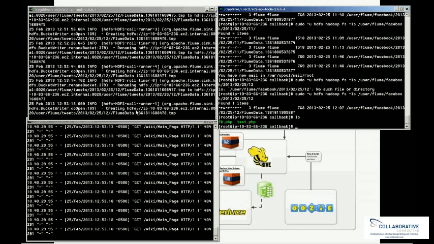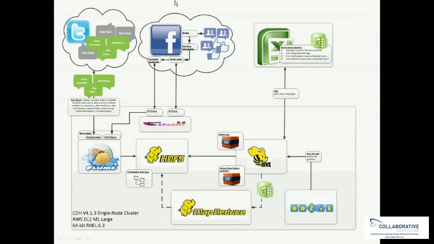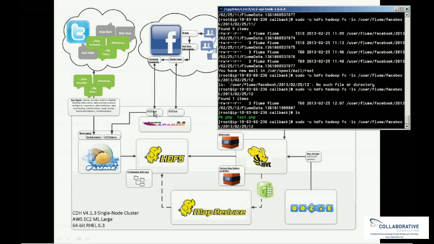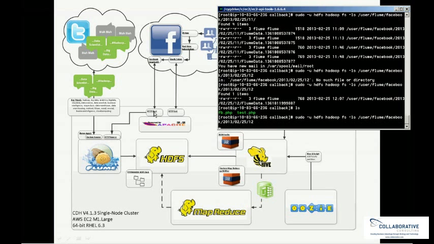We can see here we have the Flume log that I'm tailing, and the Apache log that I'm tailing. Just so you know, Apache is needed in this scenario because Facebook needs a callback URL to do the authentication and then to do the post.